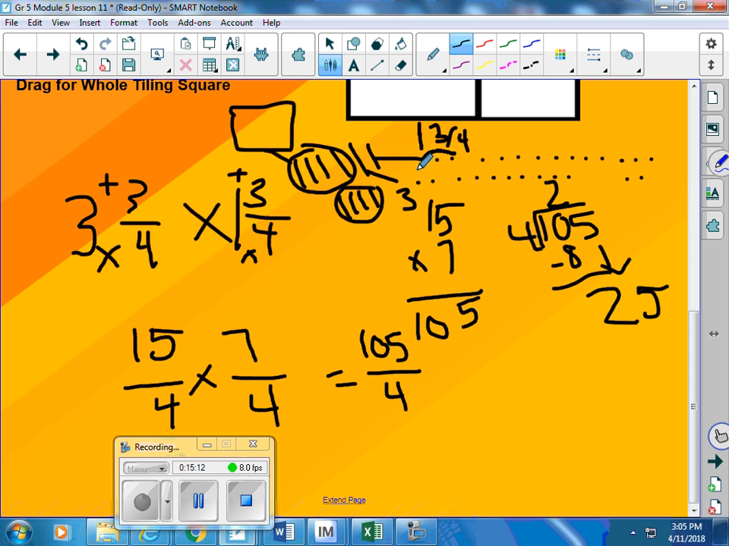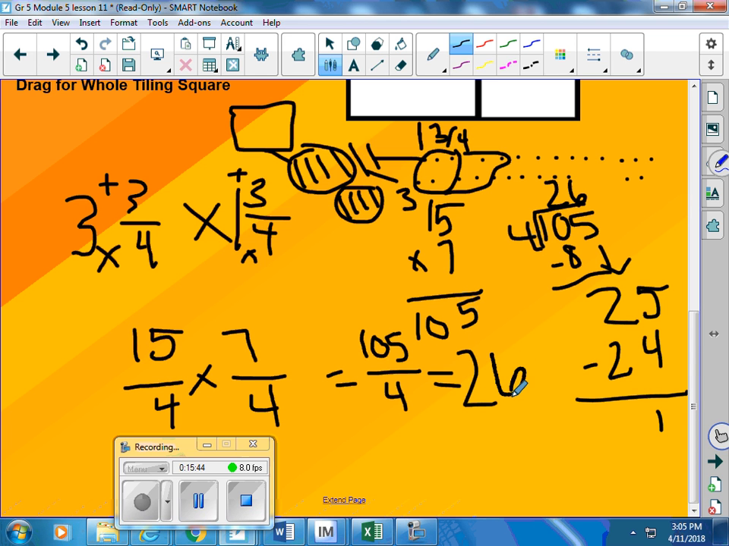So now I can start making my groups of 4. I can say there's 1 group of 4, there's 2 groups of 4. I can keep going, but I'm going to get 6 groups of 4. And when I do that, I will use 24 blocks, and there will be 1 block left over. All right? So 4 goes into 105 26 times. I can make 26 whole groups, and there would be 1 left over out of the 4.